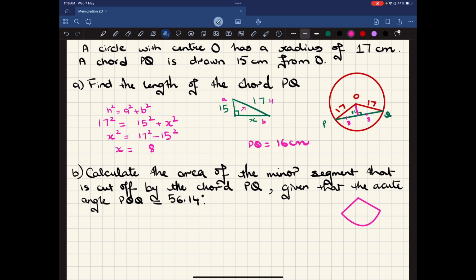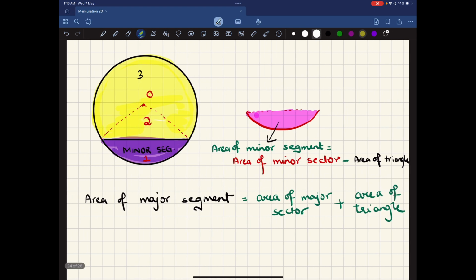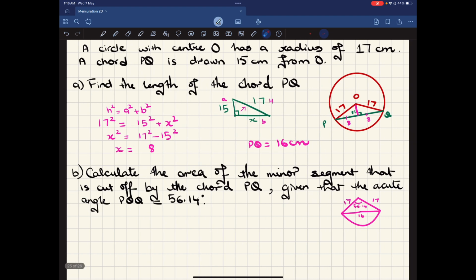Okay, so just to avoid any confusion, let's draw this here. So this is 56.14. This is 17, and this length is 16. Now let's first calculate the area. So how are we going to calculate the area of the minor segment? Area of minor sector minus area of triangle. So what is the area of minor sector? Theta over 360 into pi r square, which is 17 square.